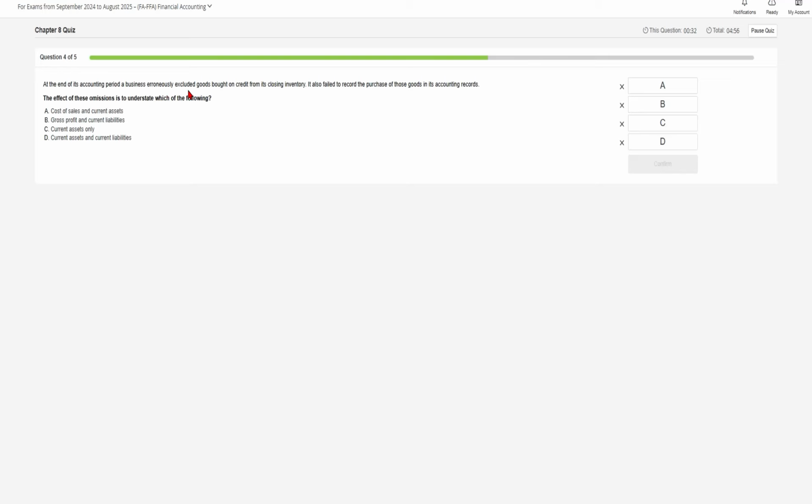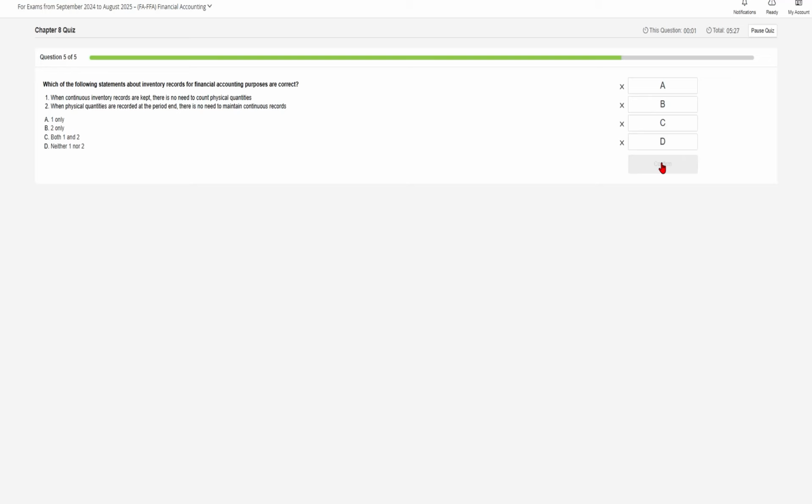Obviously, this transaction has been omitted. That means inventory has not been booked. So inventory is a part of current assets, so current assets have been reduced, understated. So current asset is for sure, so option B is out. Then next we have credit. The goods were bought on credit, so we must hit the trade payables, but we didn't. So trade payable is a part of current liabilities. So current liabilities are also understated.